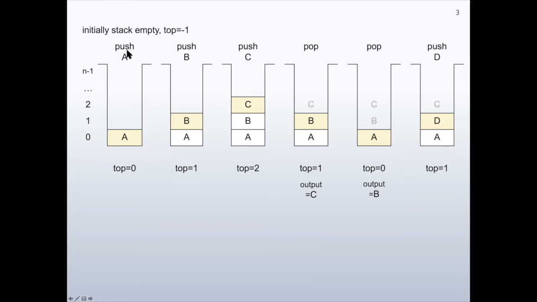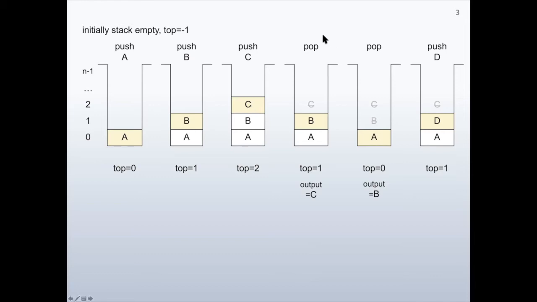If item A is pushed into the stack, top is incremented by 1 and it becomes 0, and in that location, A is stored. Then B is pushed into the stack, it is stored in location 1. Top was 0, it is incremented by 1, and in that location, B is stored. Then by the push C operation, top is incremented, it becomes 2, and C is stored in that location.